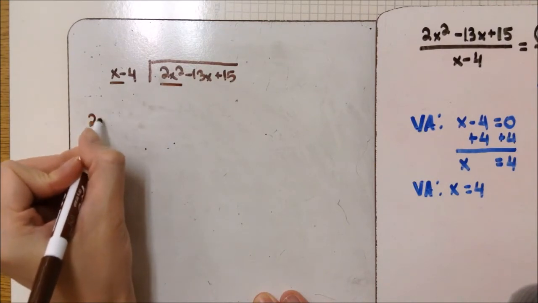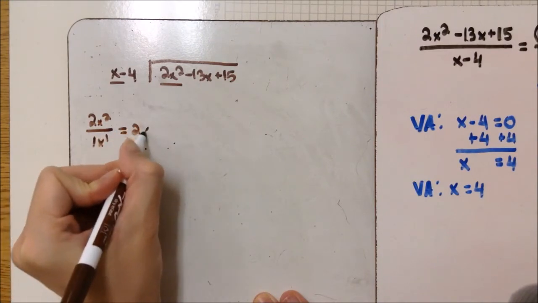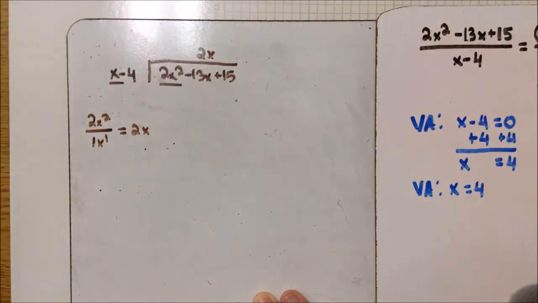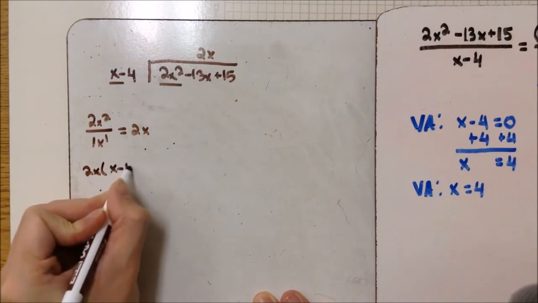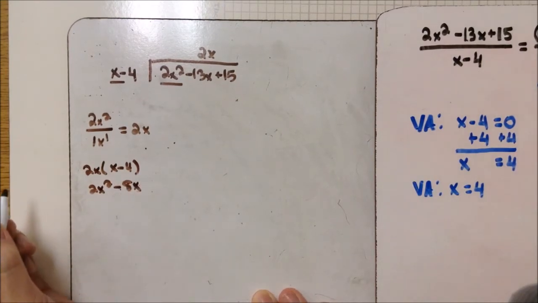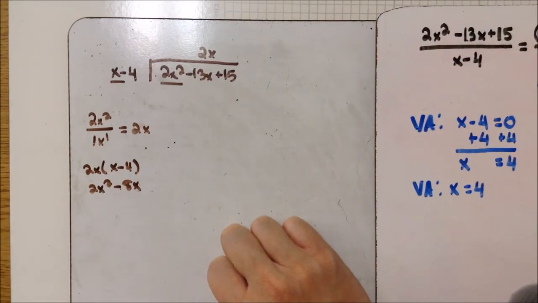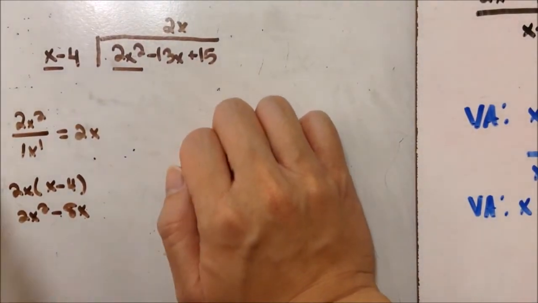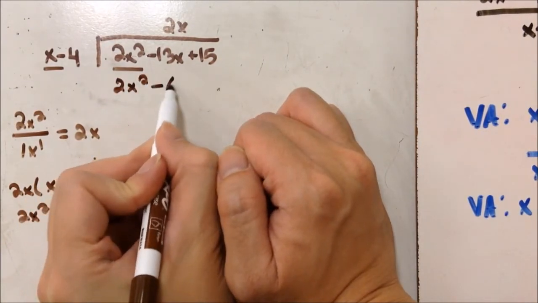So 2x squared divided by basically 1, x to the 1 power, is just 2x. So I'm going to write 2x here, and then I'm going to multiply 2x to our divisor, which is basically 2x squared minus 8x. So after that, we're going to write 2x squared minus 8x, and then let me zoom in for a bit. We're going to write it here. So 2x squared minus 8x.